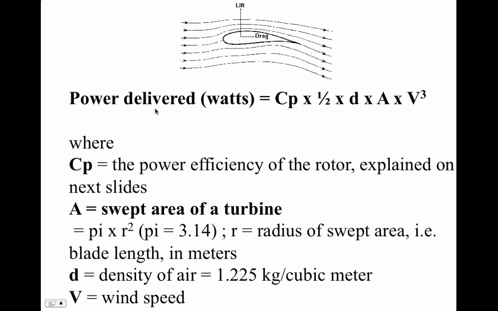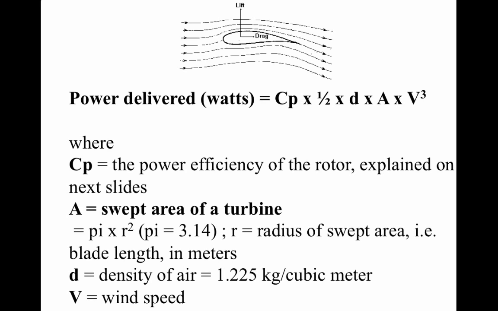The power that's delivered by a wind turbine is the coefficient of performance, which is the power efficiency of the rotor, times 1/2, times the density of air, times the area of the wind turbine blade, so this area that the wind turbine blades sweep as they spin, times the velocity cubed.